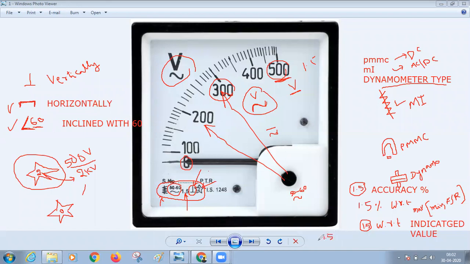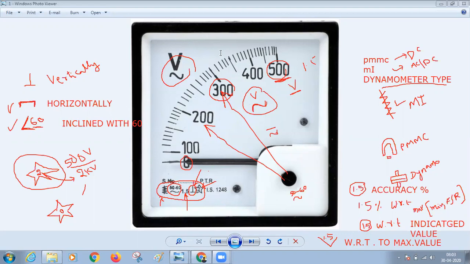Okay, in some cases they will give 1.5 inside a V letter like this. In such a case, this 1.5% error is with respect to the maximum value, right? For this meter the maximum value is 500. So the error is 1.5% of the maximum value at all times, whatever the indicated value may be. So it is always 1.5% of 500 for this meter, right?